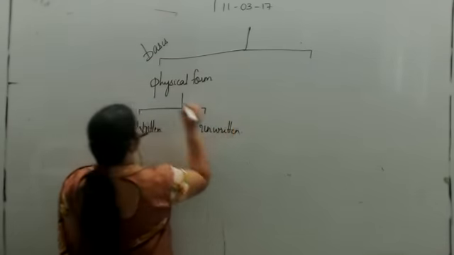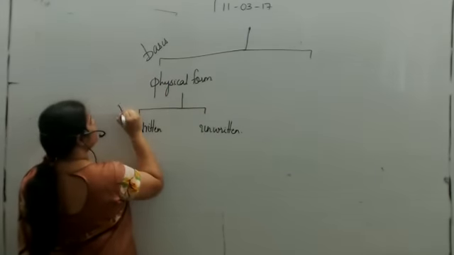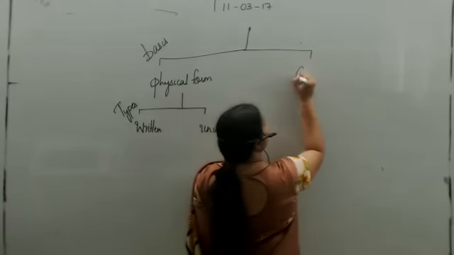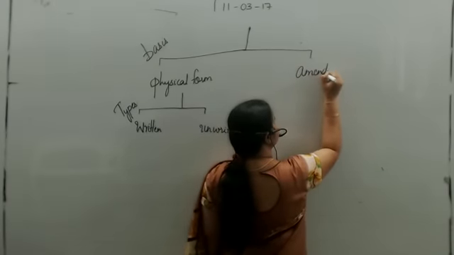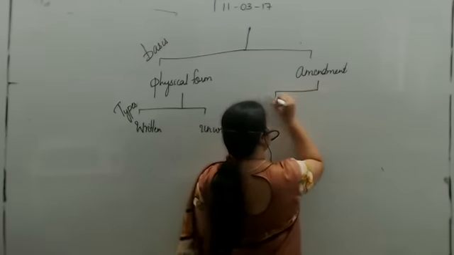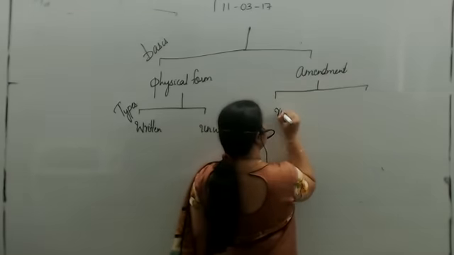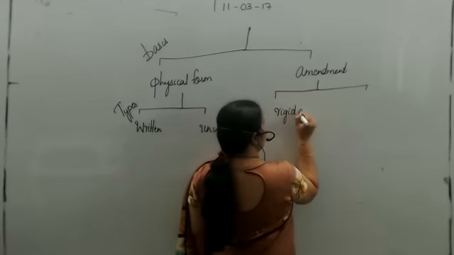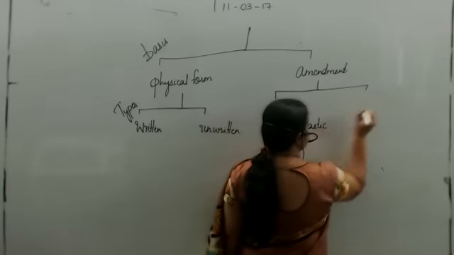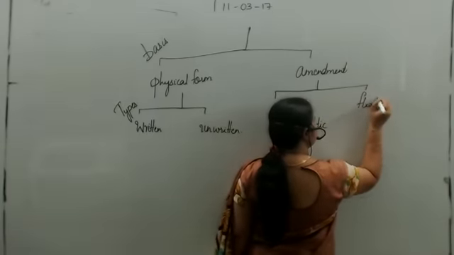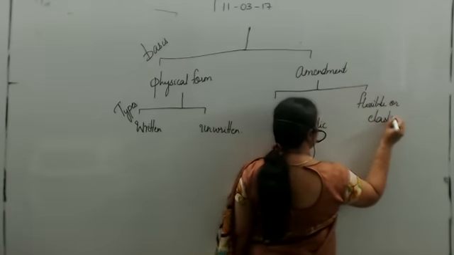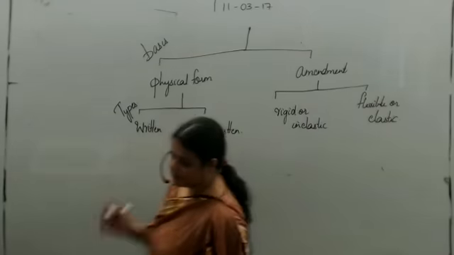Okay, so this is the basis, and these are the types within the base. The other basis will be amendment. Based on amendment, you can categorize it into rigid or inelastic, or flexible or elastic constitution. Make a note of this first, then we'll go into the details.